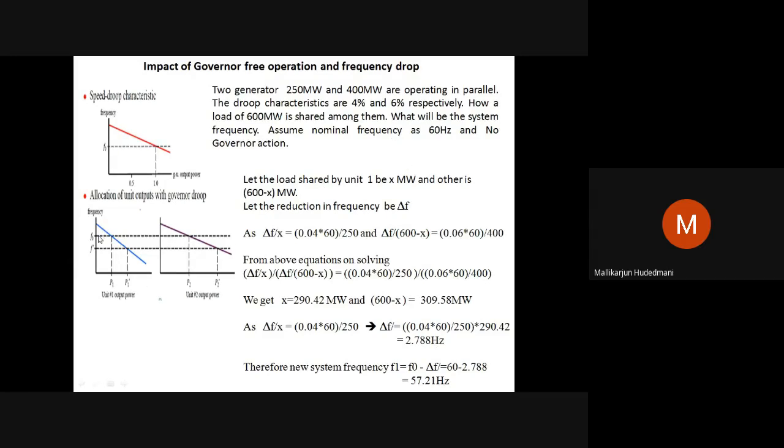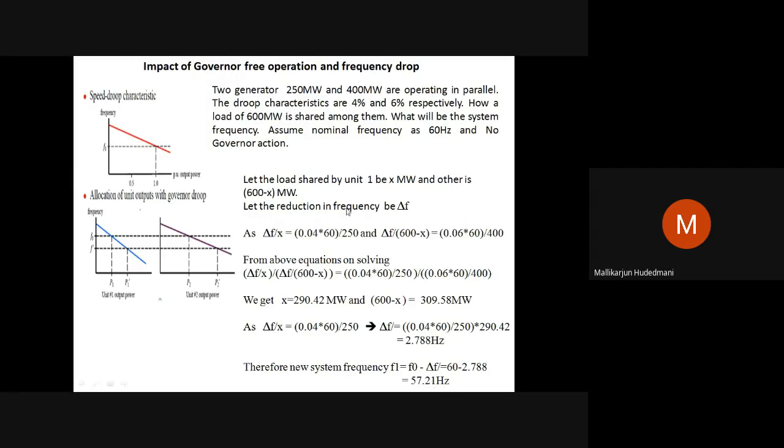Let's imagine F0 was the base frequency at which these two were working. Suddenly, due to the demand of an extra 600 megawatt, the operating point along this droop has fallen down, because of which a dip in frequency is noticed. The dip was 2.788 hertz. Then what is the actual frequency on the scale? It is F0 minus delta F. If I say 60 minus 2.788, it stands as 57.21 hertz.